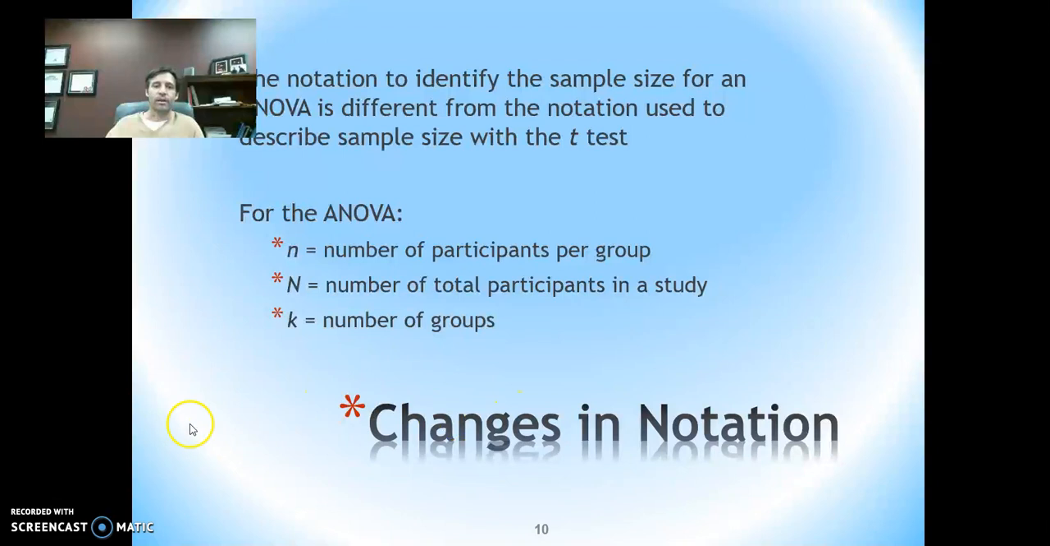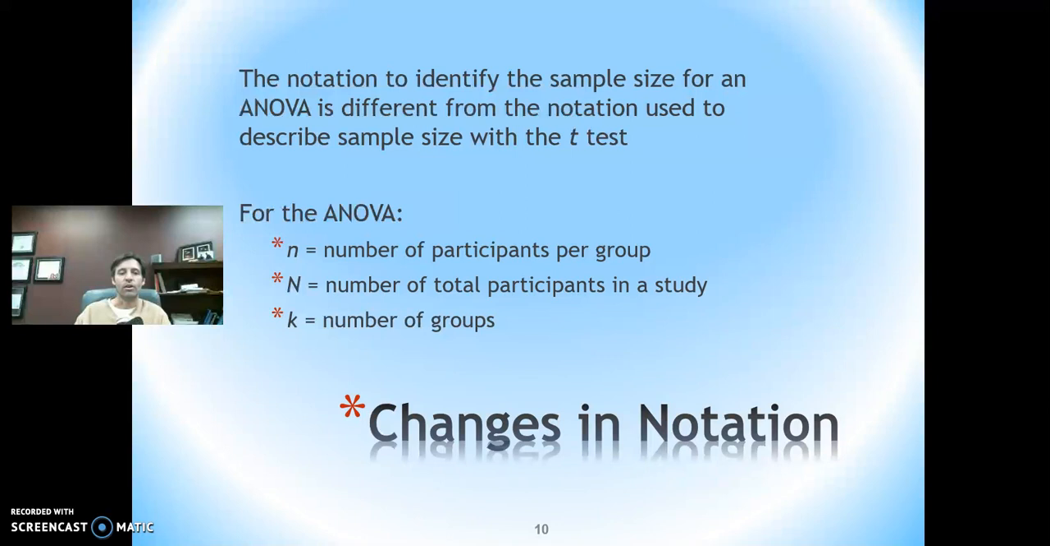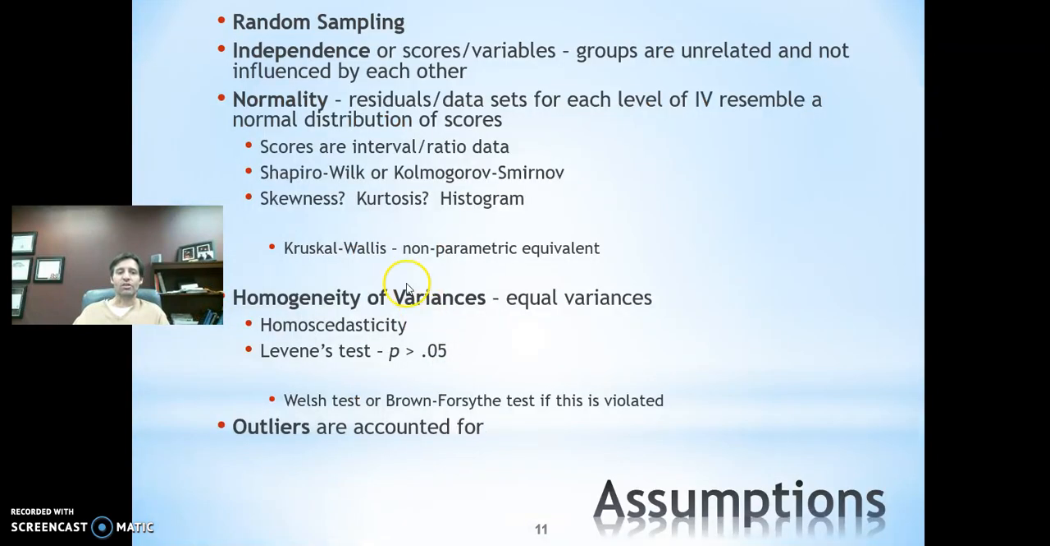The notation is a little bit different than what we have dealt with so far, in that we're starting to use different symbols. F obviously stands for the test, but there are also some things we need to take into consideration, like K. Your lowercase n equals the number of participants in your groups. Your uppercase N is your total number of participants in your study. And your lowercase k indicates the number of your groups or factors. So again, let's keep in mind those changes in notation.